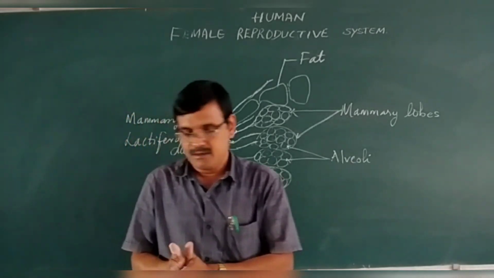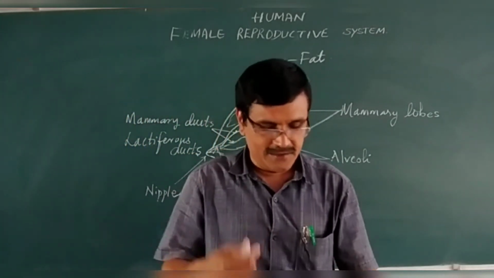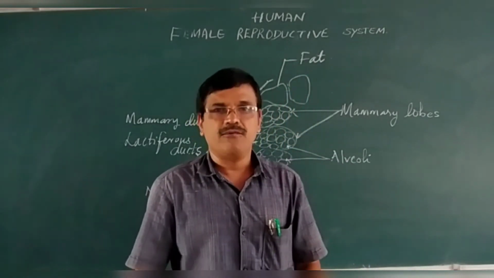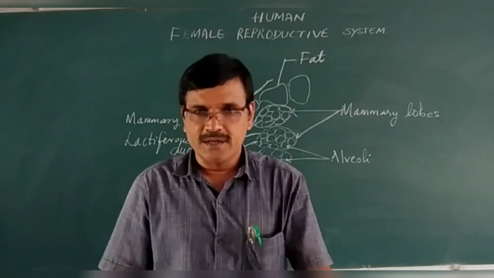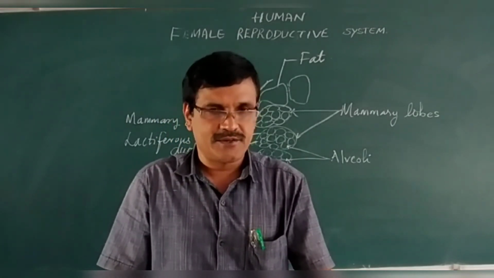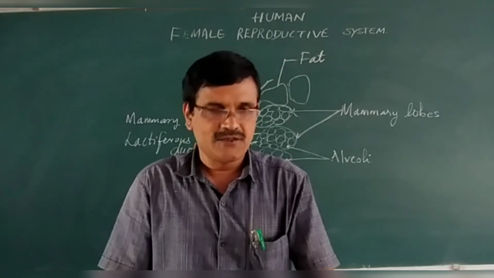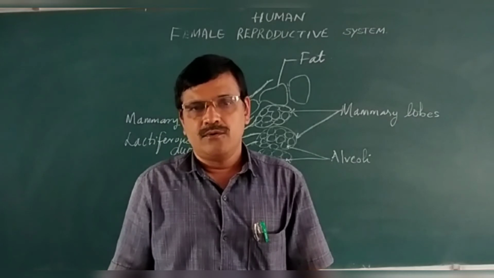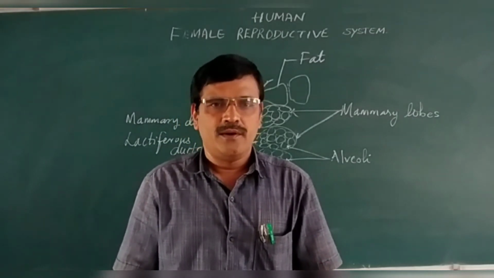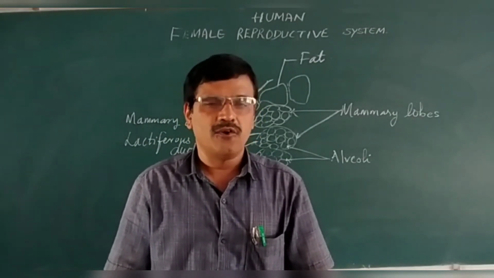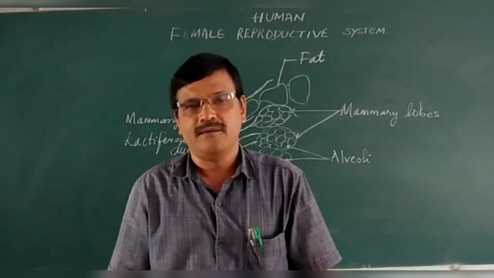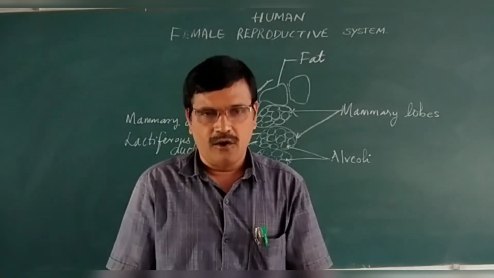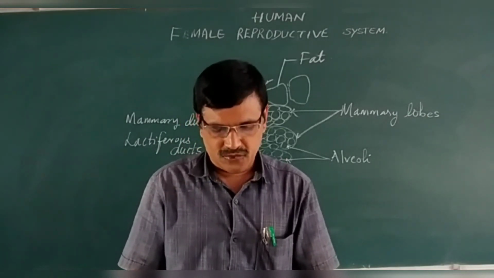So, once again I will summarize. The female reproductive system consists of a pair of ovaries. The ovaries are primary sex organs. The main function of the ovary is to produce ovum, and apart from this, the ovary also acts as an endocrine gland. It secretes sexual hormones or steroid hormones.